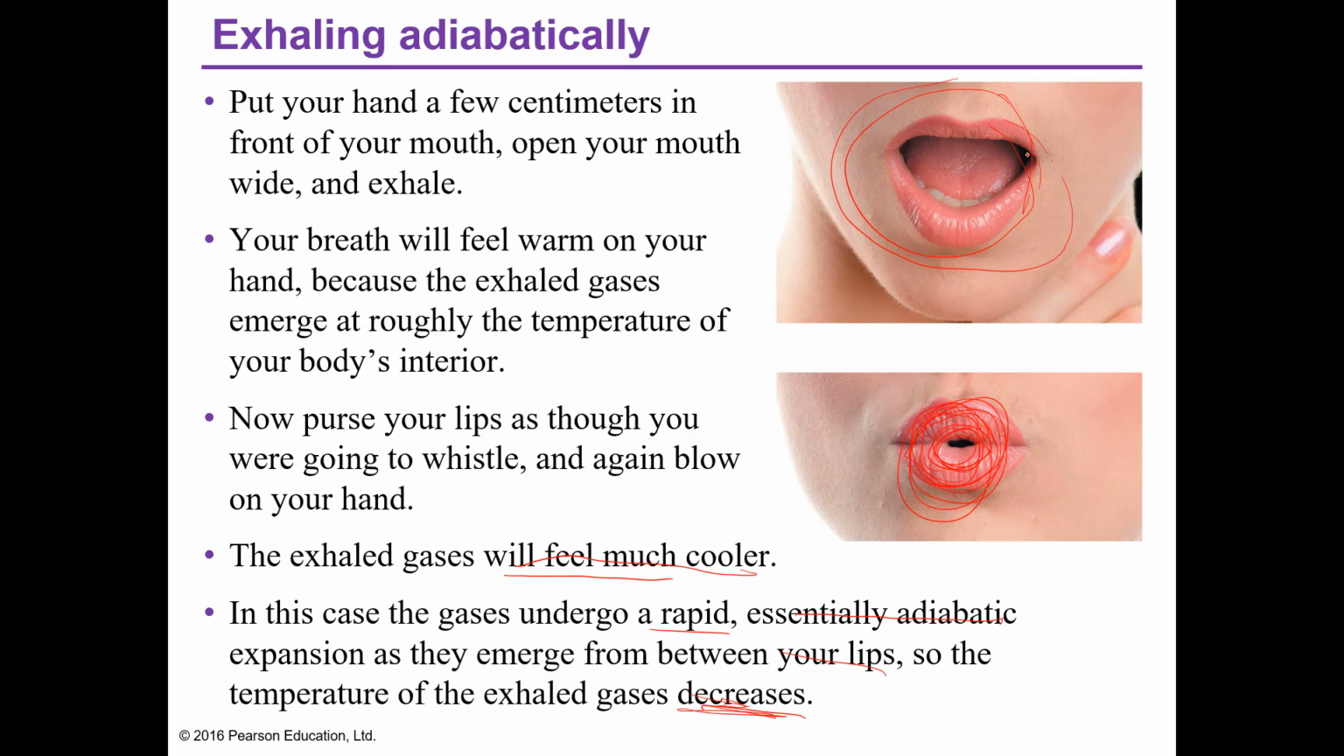an adiabatic process. And that ends our discussion on the first law of thermodynamics.